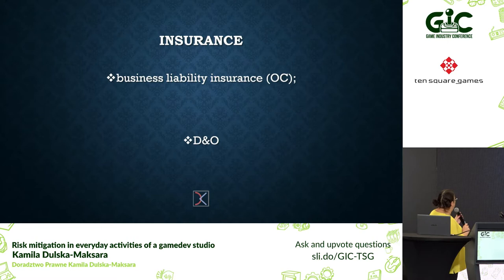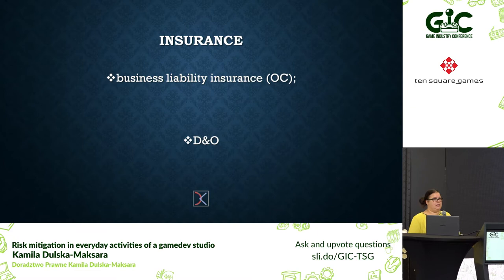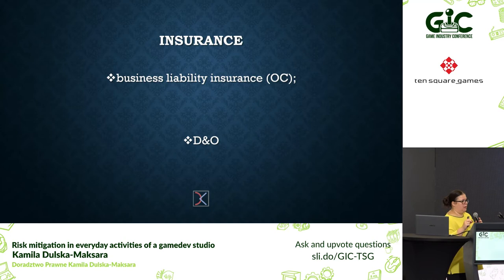So, in case of insurance, for my clients, my advice is always these two. First one, business liability insurance, so OC, ubezpieczenie działalności gospodarczej prowadzonego biznesu. So, in the case of business liability insurance, it's worth using a broker, not an agent, a broker. In Polish law, a broker will always be paid by the insurance company with which the contract eventually will be signed.